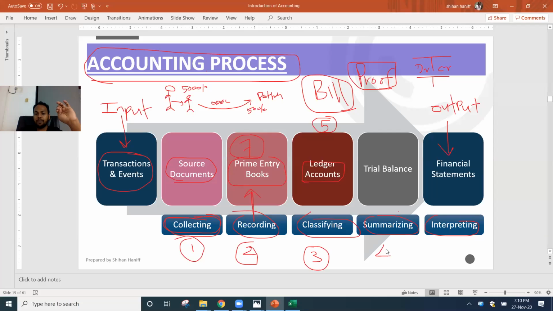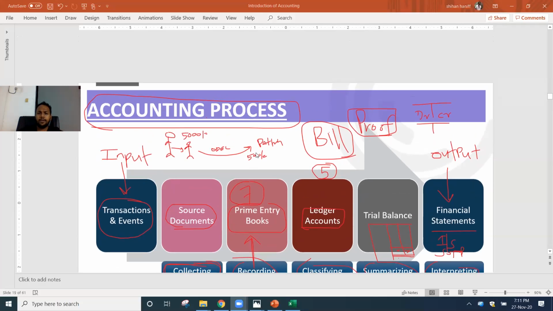In the fourth step, we summarize. How do we summarize? Using a trial balance. We take the final amounts, and all the debits will be equal to the credits in the trial balance. That's the summarizing part. And in the final step, we prepare the financial statements. They are the income statement and the statement of financial position. So this is the accounting process.